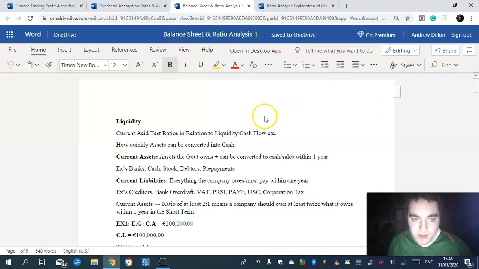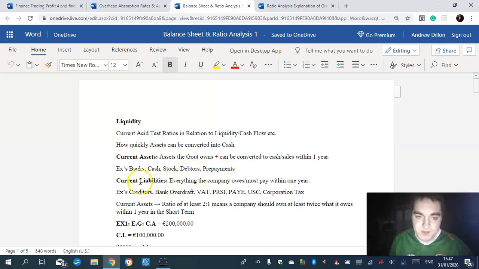So, liquidity ratios are current asset test ratios in relation to liquidity and cash flow, meaning how quickly assets can be converted to cash. Current assets and current liabilities are highly popular when it comes to finance. So what are current assets? They are the assets the company owns that can be converted to cash and sales within 1 year. Examples are cash, banks, stock, debtors and prepayments.